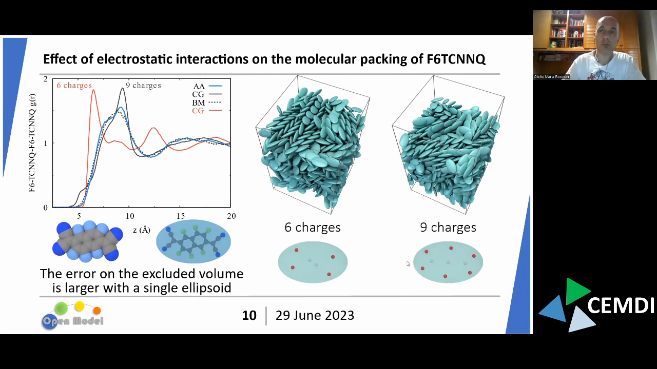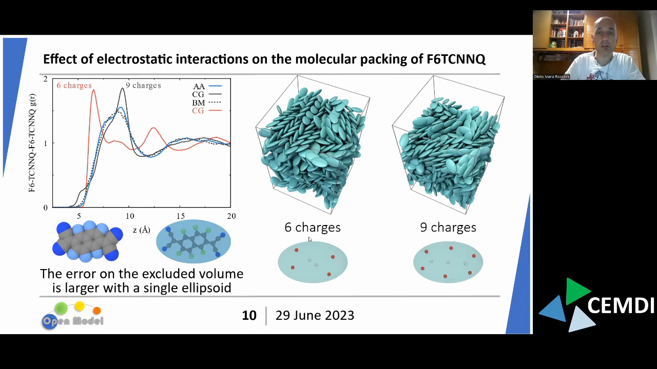A single molecule. In this case, we have a dopant used for organic semiconductors, the F6-DCNNQ molecule. And you see here the shape of the molecule if we render it with van der Waals spheres. In this case, we use a single ellipsoid, so the shape is not perfectly reproduced. But in this case, the role of charge is really important.